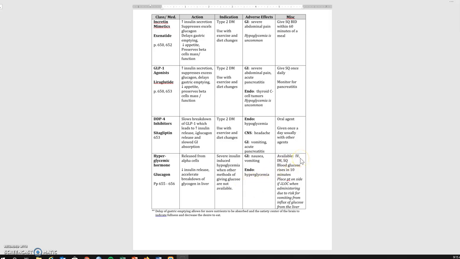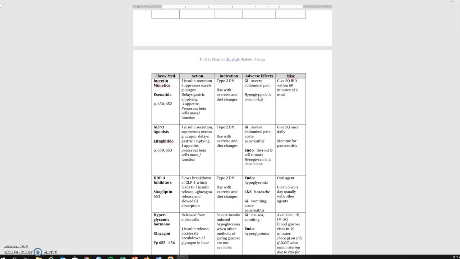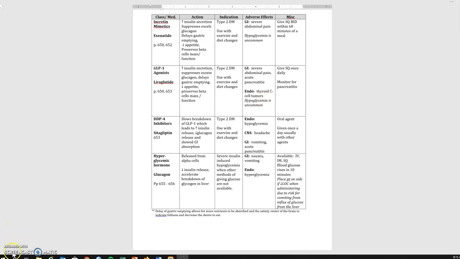It is available in IV, IM, and sub-Q. The blood glucose will rise within 10 minutes. The patient needs to be placed on their side if their level of consciousness is decreased when administering, because it does have the risk of vomiting, and you want to protect the patient from that. So pay attention to these drugs, the method by which they are given, whether they're sub-Q or oral, and their major side effects.